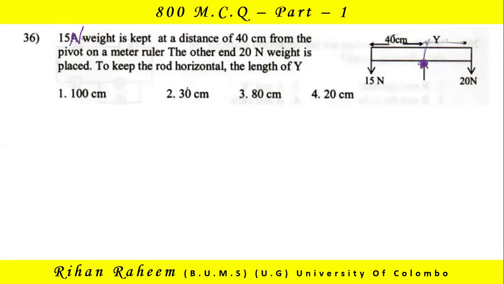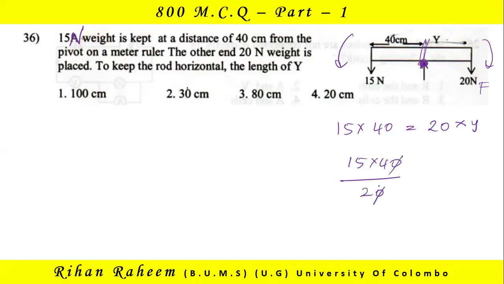This is the pivot point. This should be under equilibrium. Anti-clockwise moment should be equal to clockwise moment. So 15 into 40; I should divide by 100 to convert into meters, but I'm not going to do that here because the answer is also in centimeters. To make the calculation easy, I'll keep it as centimeters itself. And 20 into Y on this side. 15 into 40 divided by 20. Answer is 30 centimeters.